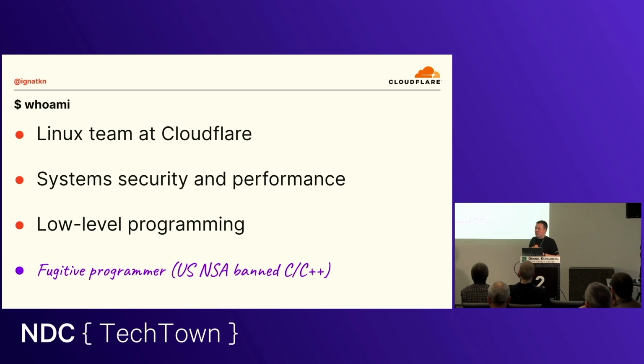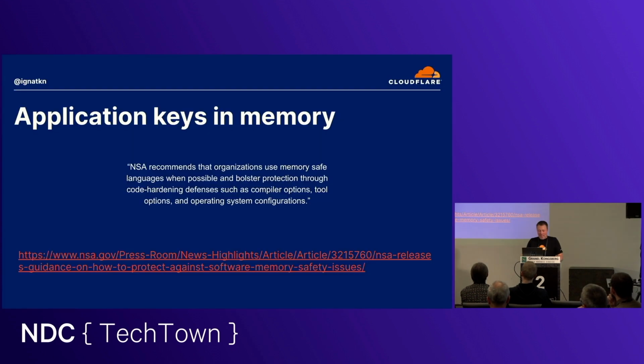USA and NSA banned using C and C++ in important organizations, right? Probably at other events you can say, oh, all of the attendees are mostly safe, but here is a C, C++ conference, so we're all fugitive programmers now. And why did they do that? Well, they want organizations to adopt memory-safe languages when possible, right? And bolster protection through code hardening, blah, blah, blah. So you can read the press release here. And this kind of relates to the talk.